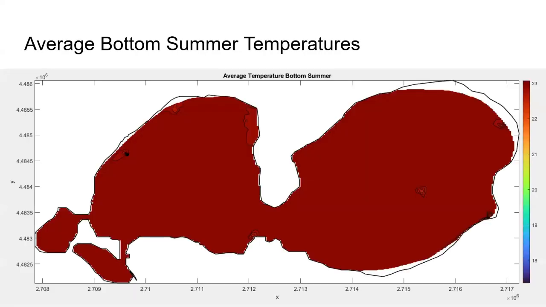Now this is the summer temperature of the bottom during summertime. Pretty consistent. Some of these points are a lighter color, so they are lower temperature. Yeah, that's the bottom of it.